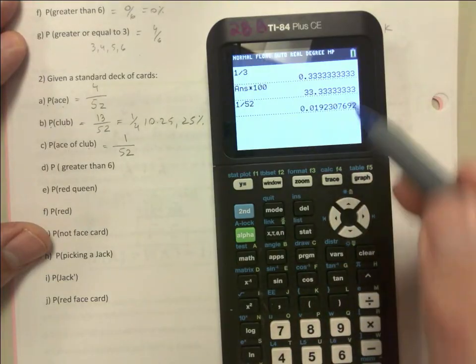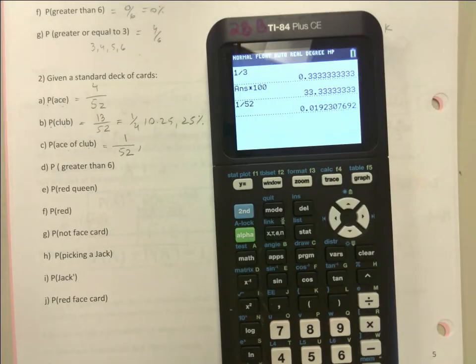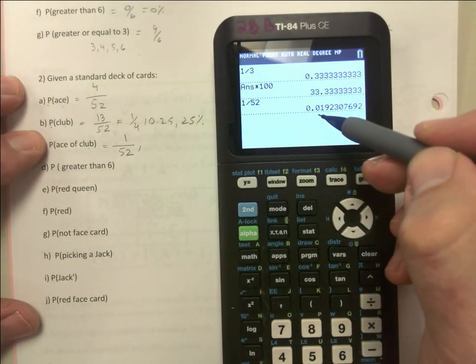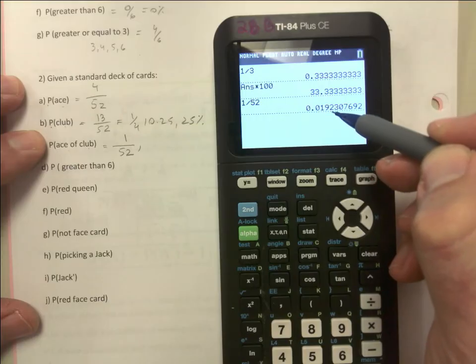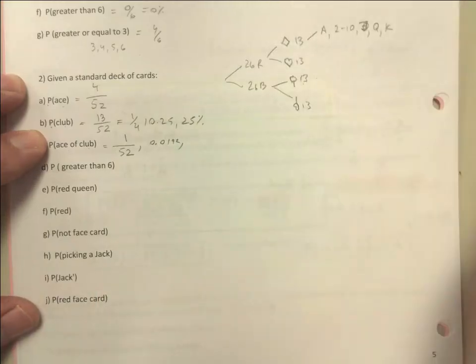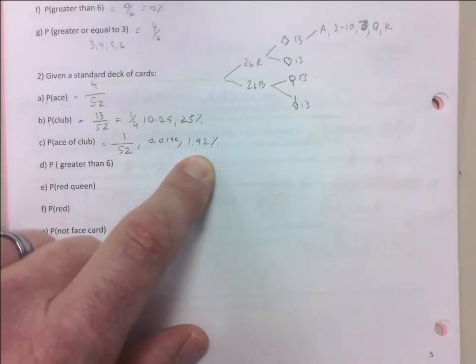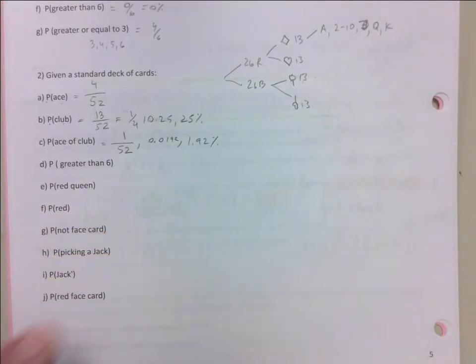So if you round it, I'm going to give you a little trick. It's okay to round to more than 2 decimals. So if you wanted to do 4 decimals, 0.0192, and if you want to just multiply that by 100 and get your percentage, that's fine, okay?